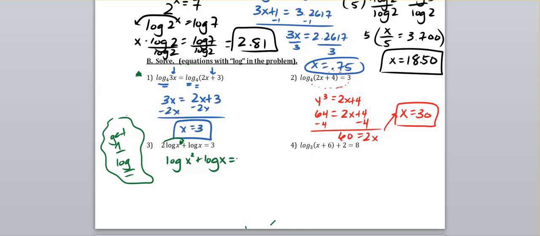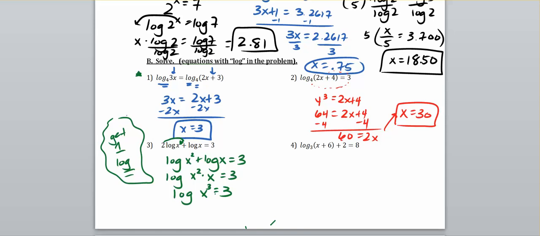Another rule for condensing was if you have addition of logs, it actually means multiplication inside the log. So I'm going to take x squared times x. Okay, and that's the property of multiplication and addition with logarithms. So if I simplify this, I'm going to get log of x to the third equals 3. Well, that's great because now I can make my circle and change this log equation to an exponential.